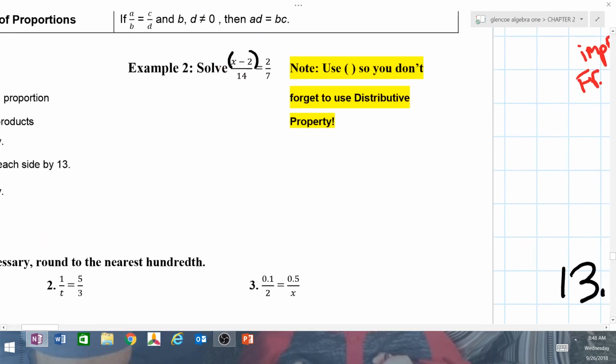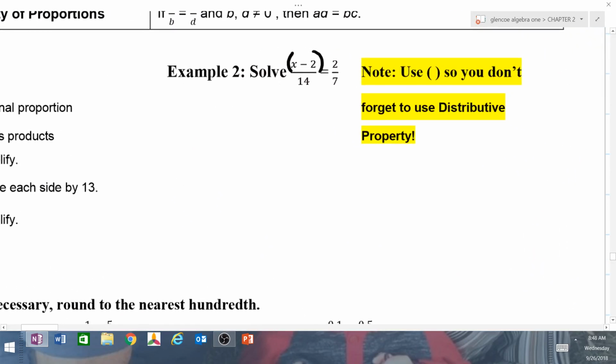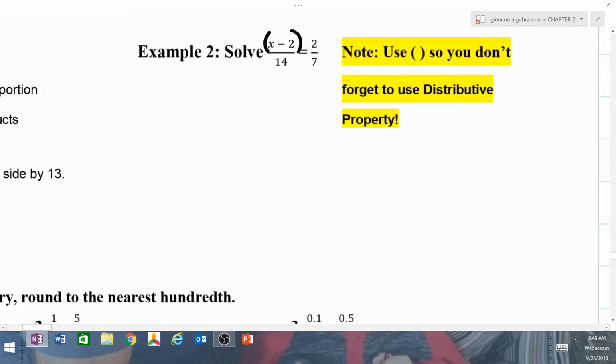Okay, now I want to move on to the second example here that's in your notes, still on page 10, and I want to make sure that I stress this. This is extremely important. When we have an equal proportion where either a numerator or denominator has more than just a variable, it is necessary and most important for you to put parentheses around it. We use the parentheses so you don't forget when you cross multiply to use the distributive property.